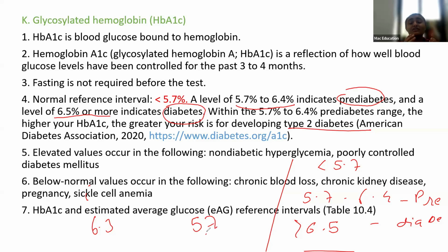But the patient needs to control their blood glucose. It indicates that there is a risk. The patient can get diabetes at any time. They don't have it yet, but there is a risk. Understood?